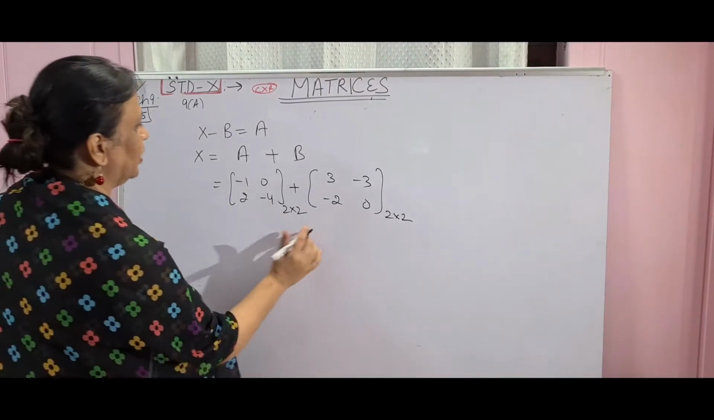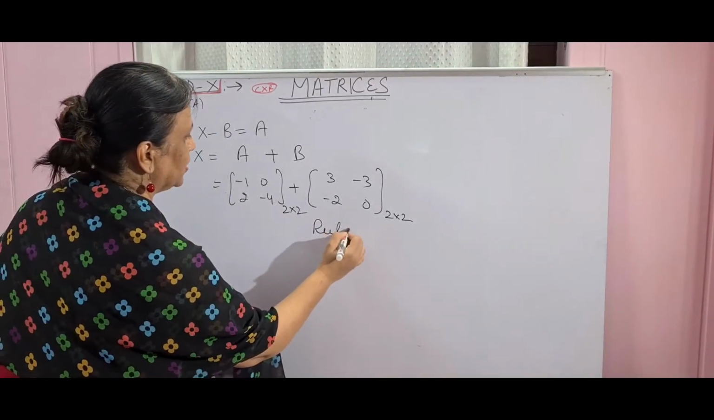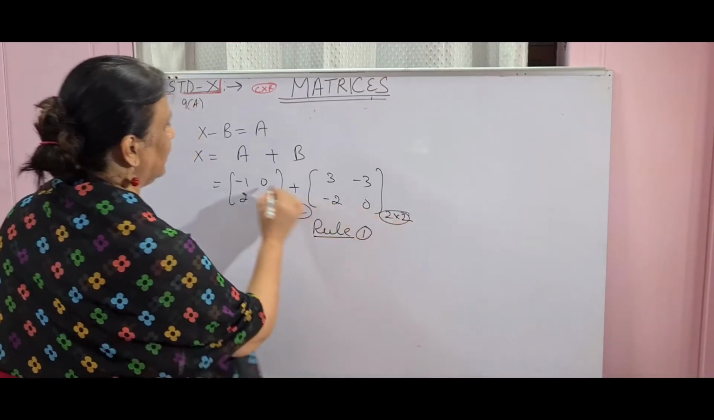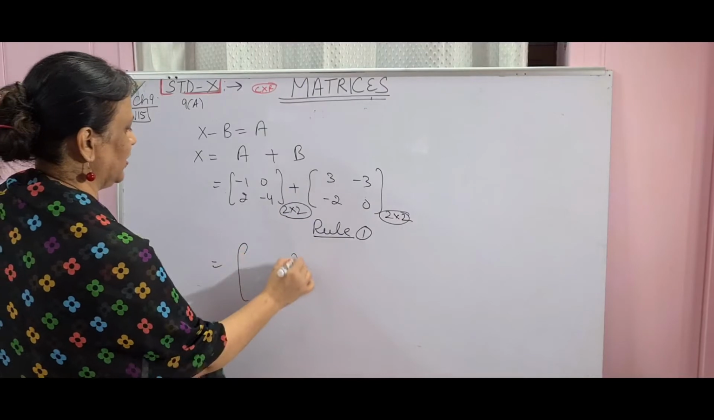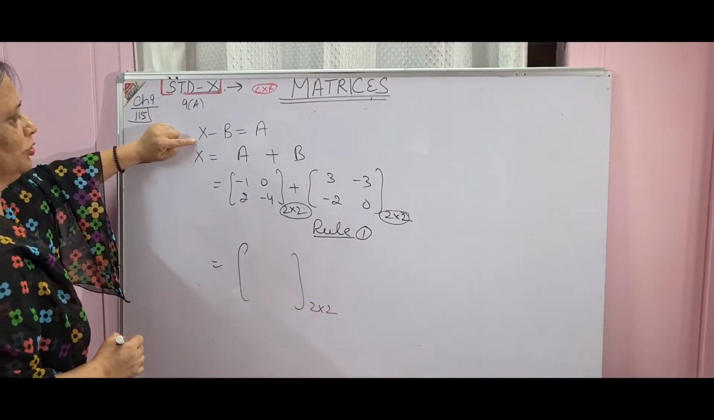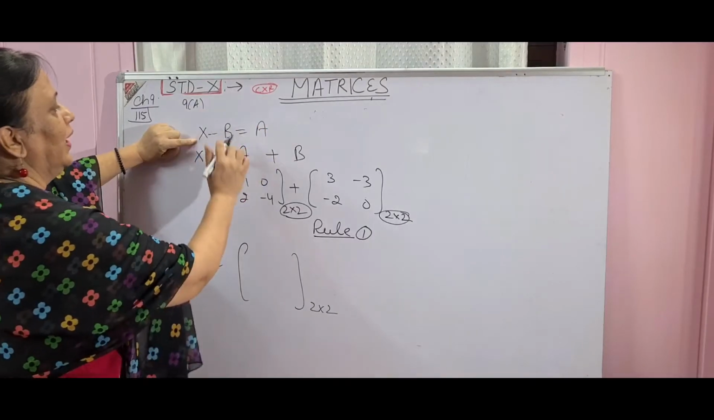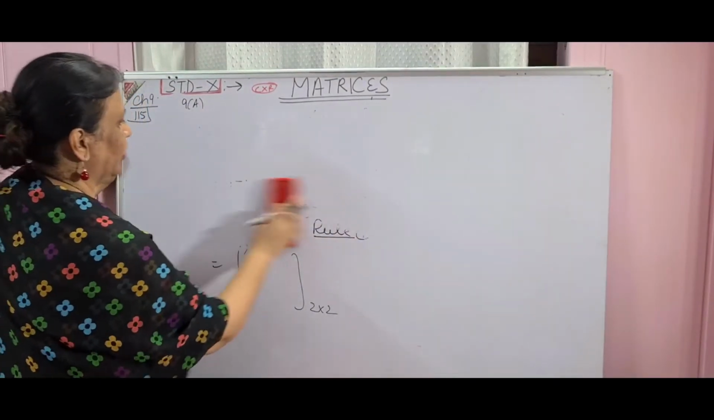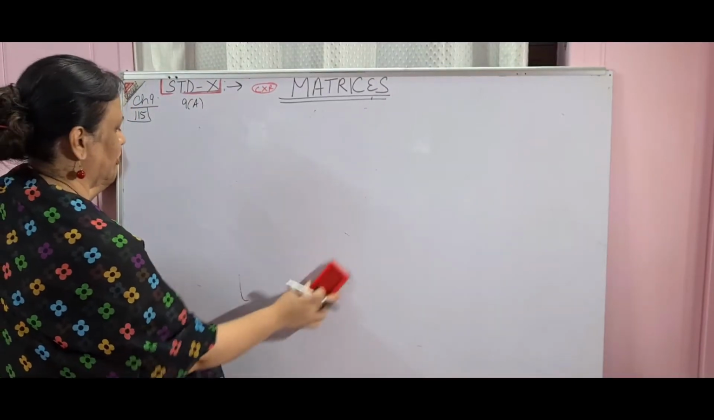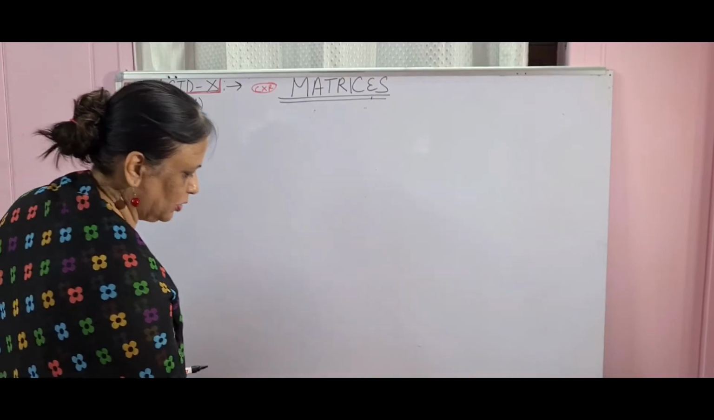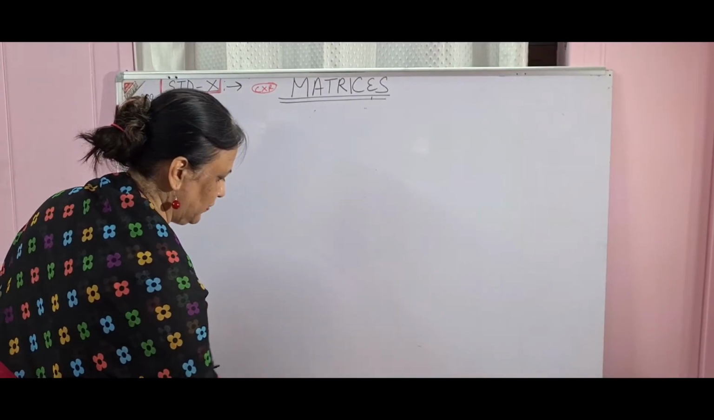You just write the rule also, because the rule carries 1 mark, the order also carries a mark, and when you add it, that is your answer. Please don't forget to write the order. This is how you present. X we had to find, so I took B to the other side, and A and B were both given. So it is so easy. You will do 1 or 2 sums of this exercise, and you are totally well versed with the addition and subtraction.